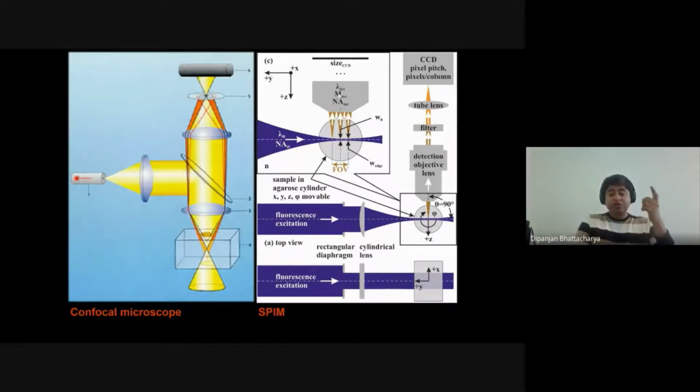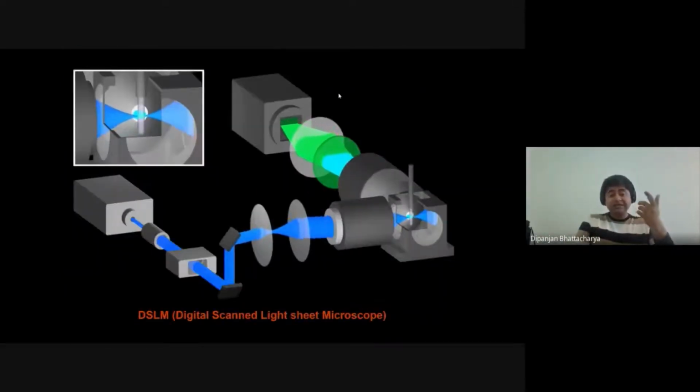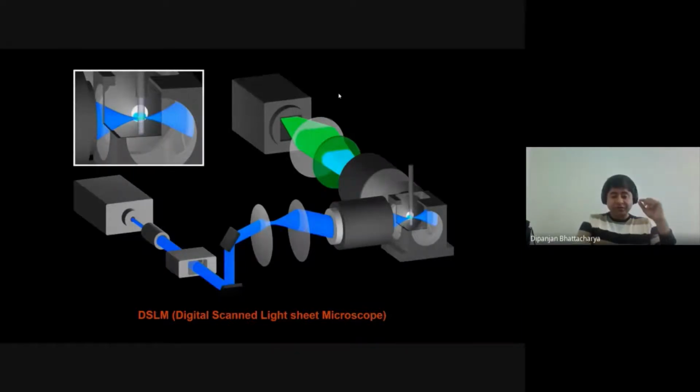So it gives you a few advantages. One is imaging is very fast because it can go almost at camera speed. You can easily get 5 to 10 milliseconds per frame. And this is the way it works.